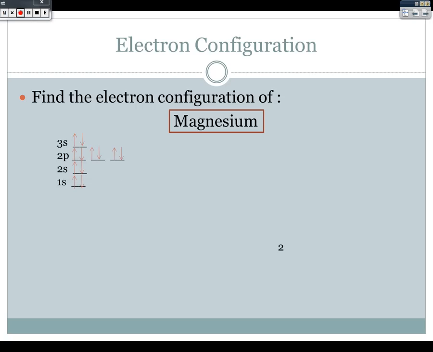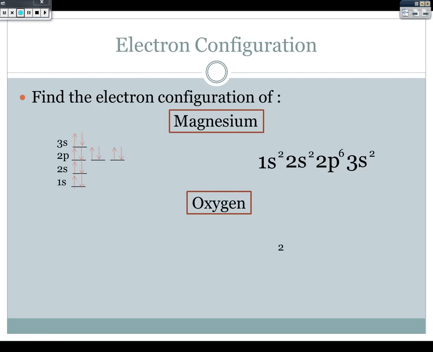So if I add them, I get 12 electrons. I go 1, 2, 3, 4, 5, 6, 7, 8, 9, 10, 11, 12. So that would be my full electron configuration. That's where all the electrons go. If I wanted to write it out, I would say 1s2, 2s2, because I have 2 electrons in the 2s orbital, 2p6, because I have 2, 4, 6 electrons, and then 3s2.